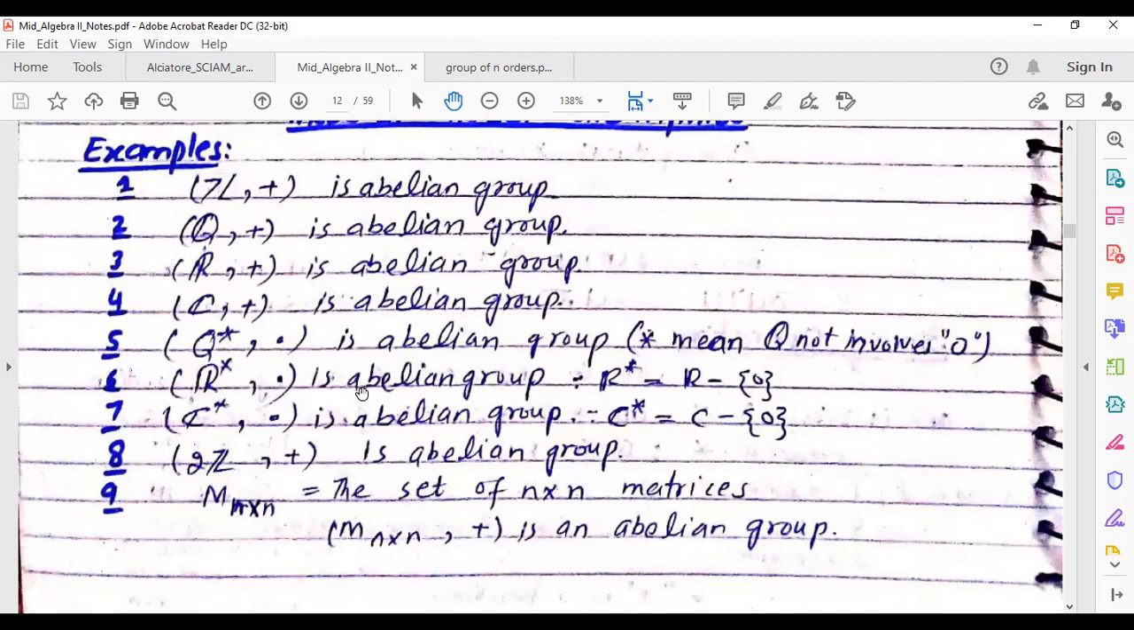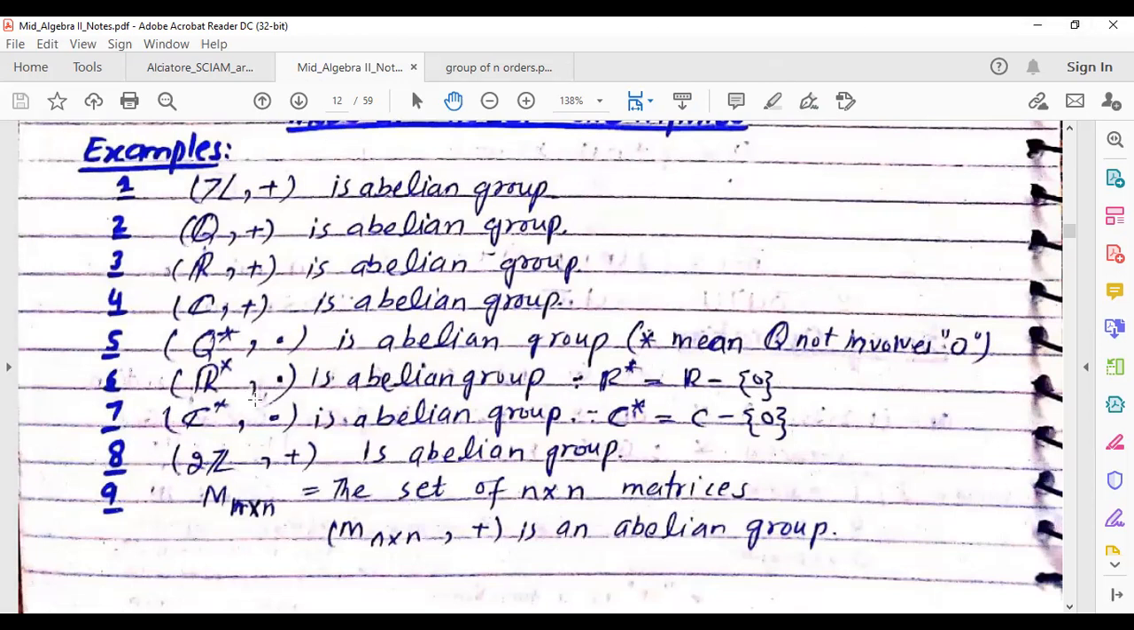So R star is an abelian group, and R is the real numbers, and you know the real numbers are a very important set which holds all the properties. So the set of real numbers is also a group. This is an abelian group with respect to multiplication, but zero is not included in that. Let's suppose we include zero in that set. Then what happens? The inverse of zero with respect to multiplication does not exist. And when the inverse does not exist, it does not become a group. So that's why we have to remove zero, and after removing 0 the remaining set is a group under multiplication.